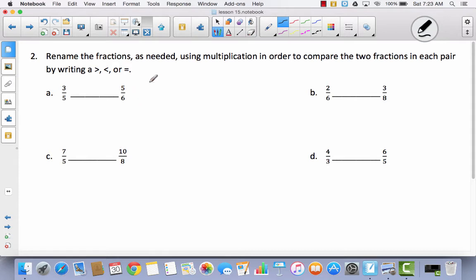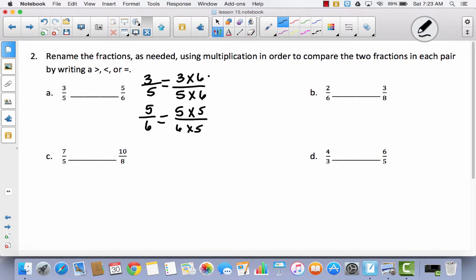All right, so we're going to take 3/5 and I'm going to multiply my fifths by 6. And I'm going to take my sixes and multiply those times 5. That gives me 18/30ths and 25/30ths. So 18 is less than 25. So 3/5 is less than 5/6.